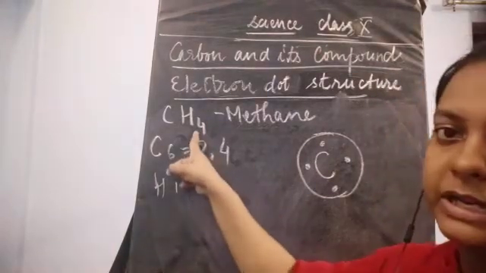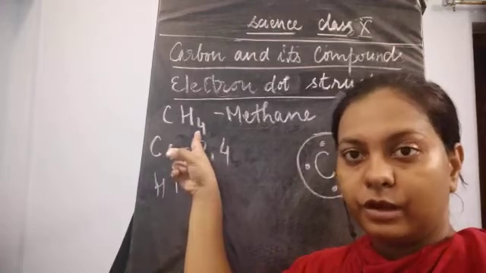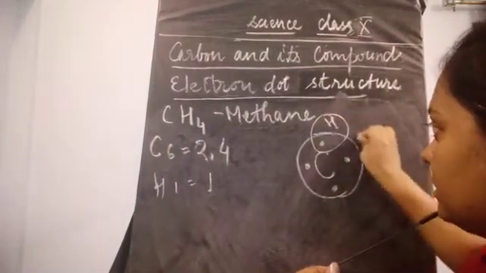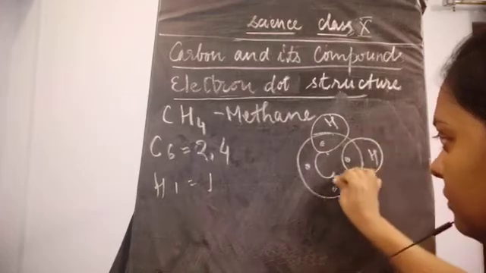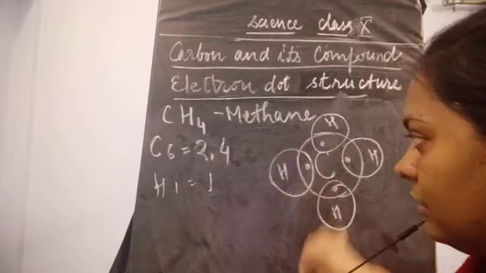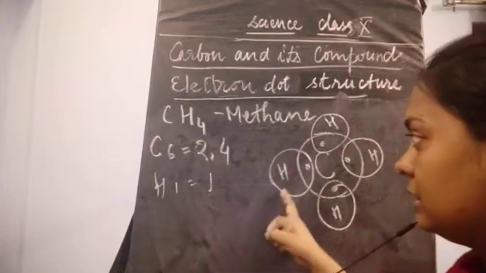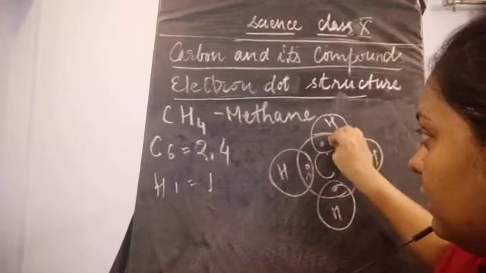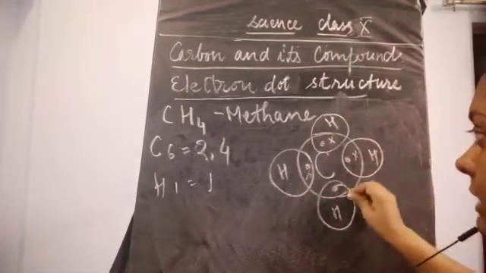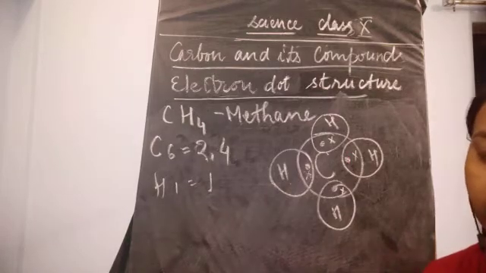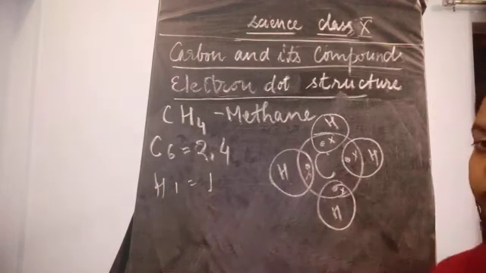That is why it's written here in the formula CH4. Fine. Now we'll adjust these 4 electrons with the H: 1, 2, 3 and 4. So this H is going to donate its electron here, this is going to donate its electron here, this is going to donate its electron here, and this is going to donate its electron here. So this is how the CH4 molecule will be formed.